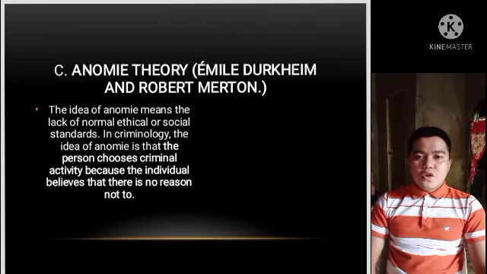Second, anomie theory by Robert Merton. The idea of anomie means lack of normal ethical or social standards. In criminology, the idea of anomie is that the person chooses criminal activity because the individual believes that there is no reason not to. For example, many people will turn to criminal methods of earning a living if society does not provide enough jobs that pay a living wage so that they can work to survive. As a result, Merton believes that deviance and crime are mostly the product of anomie, or the state of social disorder.